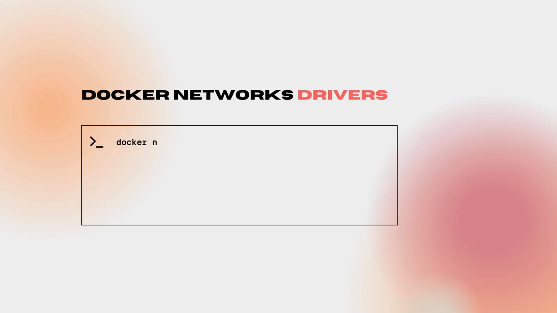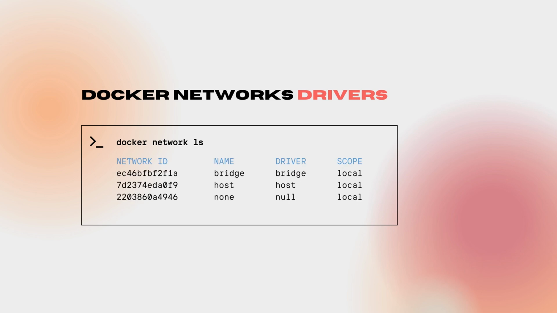So if you run docker network ls on your terminal now, you'll be able to see the most common types. In here, we have network ID, name, type of the drivers, and the scope. By default, we can see that Docker is listing three driver types. The first one is bridge, the second is host, and the third one is null. So let's break this down even further.